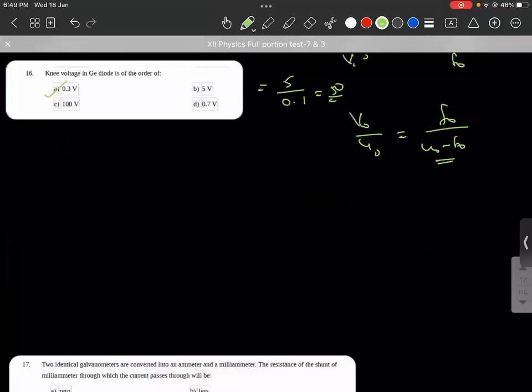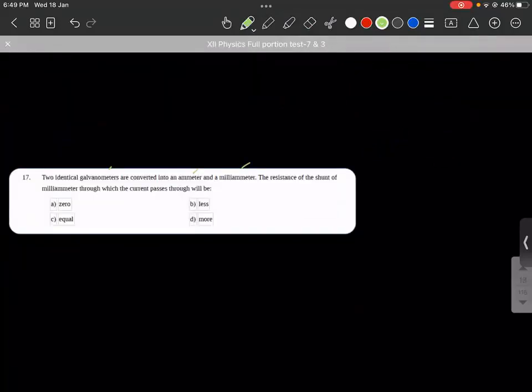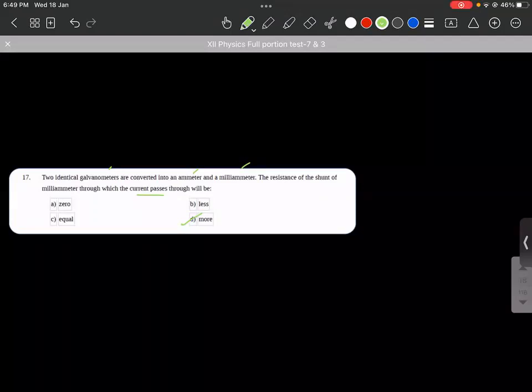So yeah, 17th one, two identical galvanometers are converted into ammeter and milliammeter. The resistance of the shunt for the milliammeter through which the current passes will be. So what will be the answer? Greater. It should be more. It should be more. Why? What is the logic? Can you tell me?